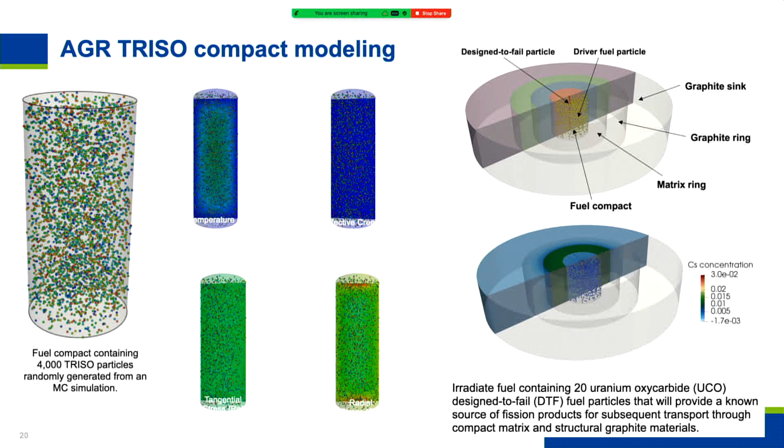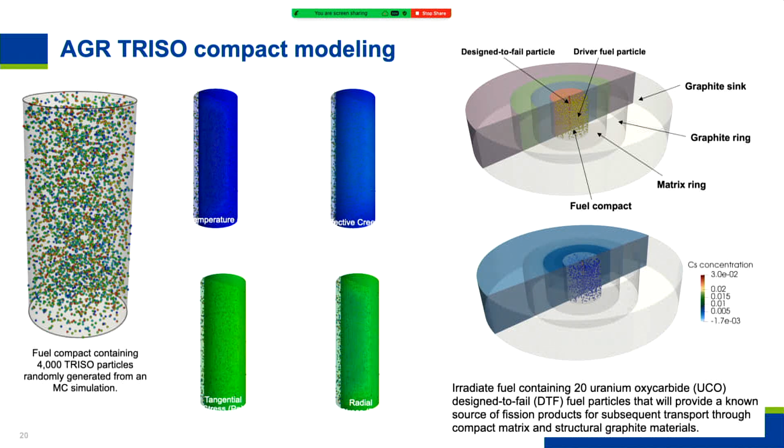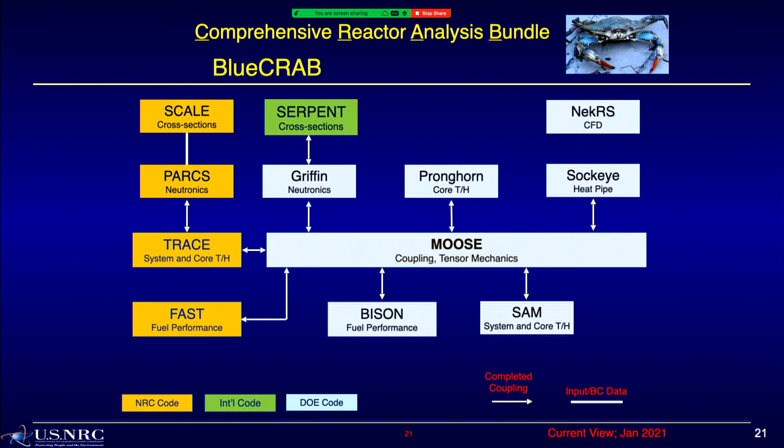So this is instantiating 4,000 fuel performance calculations embedded inside of a graphite compact, and doing thermomechanics between them effectively, along with neutron heating. Okay, so that was NEAMS. So how's the Nuclear Regulatory Commission using this same idea?